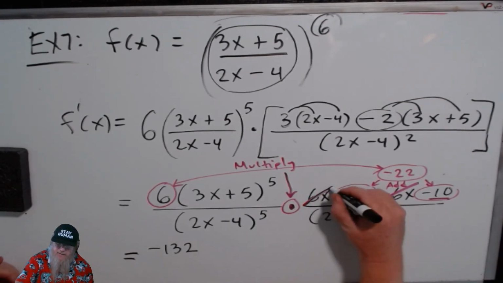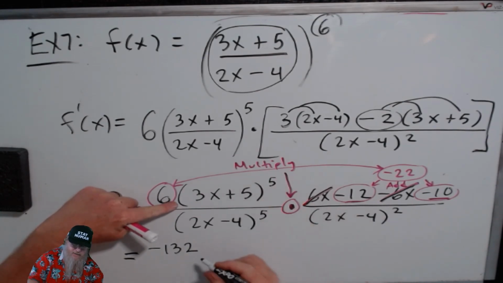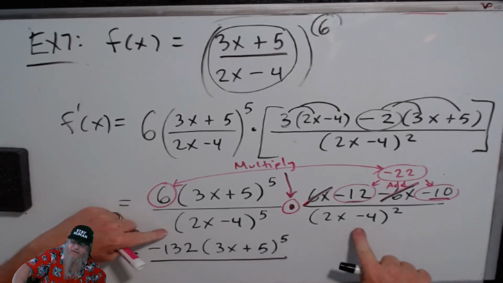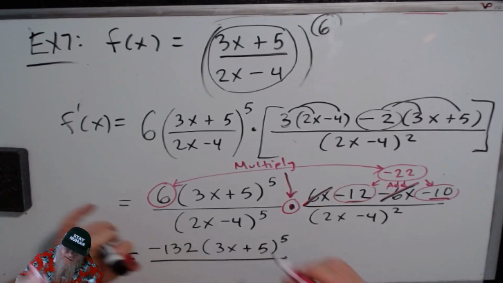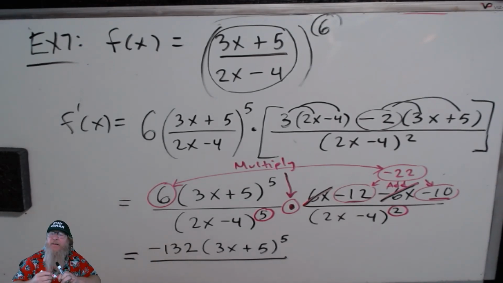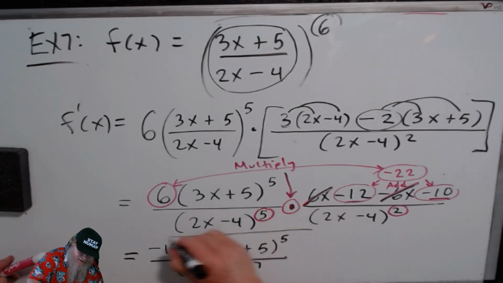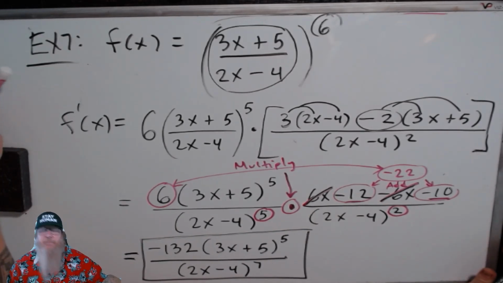And the x's have canceled now. Then I'm going to put my 3x plus 5 to the 5th power. And finally, I'm going to combine the bottoms. Now be careful. Remember the rules of exponents. That's a 5th. That's a 2nd. You're going to add those powers together. 2x minus 4 to the 7th power. And that's your final answer.